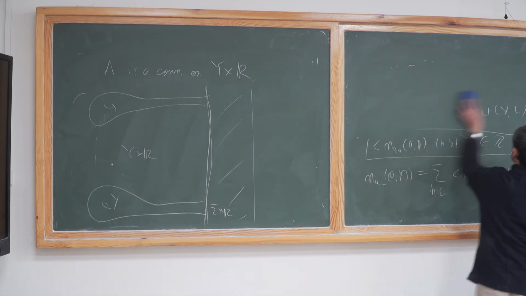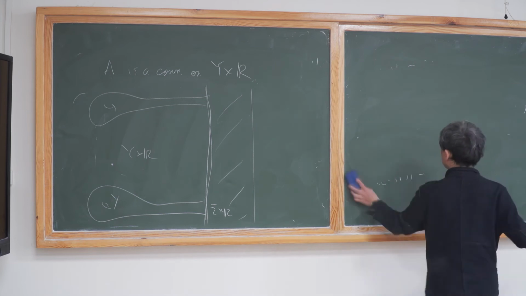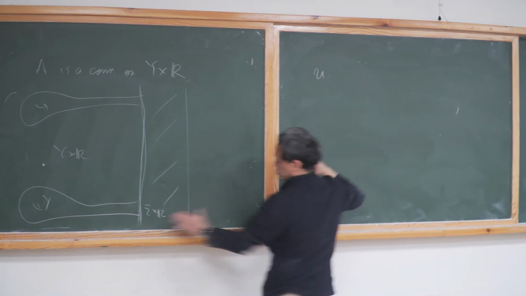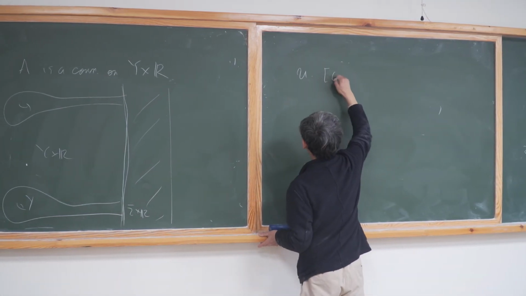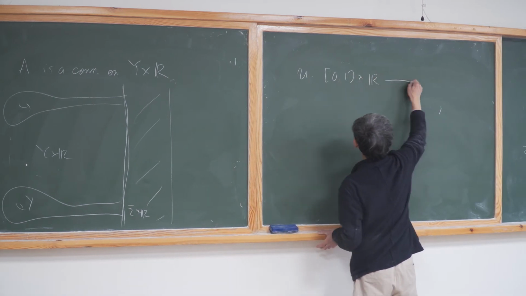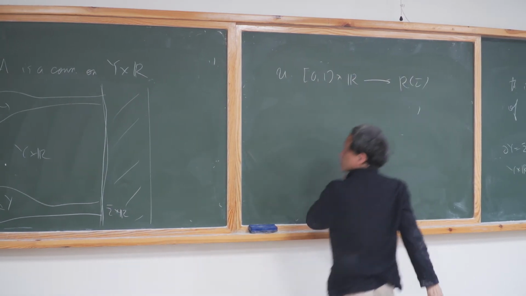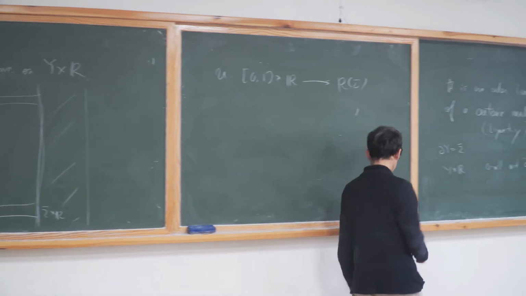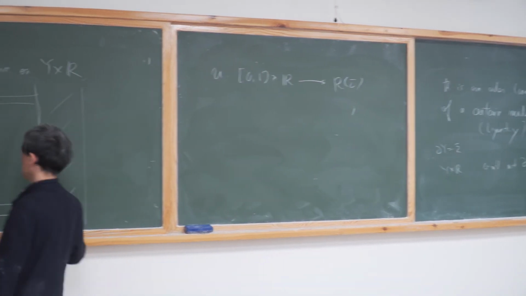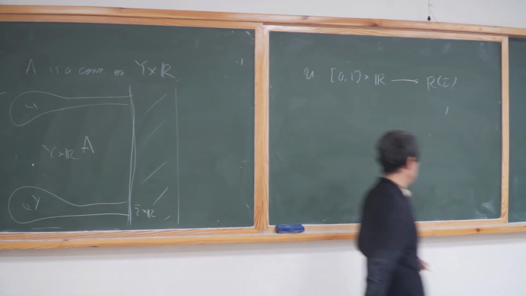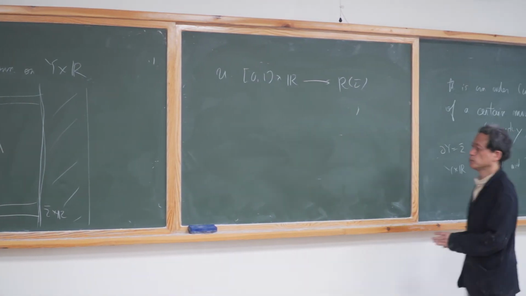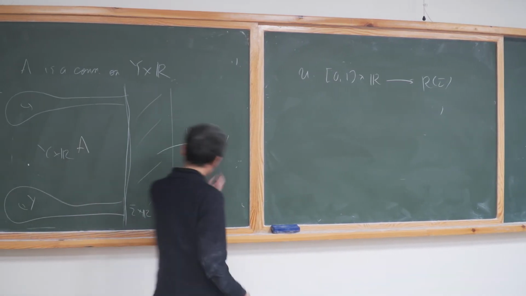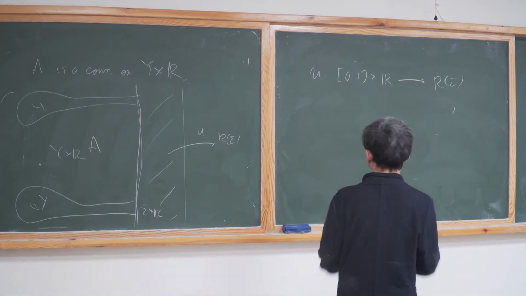Then we have another domain, and we consider U on this domain, which means [0,1] cross R, mapping to R of sigma. So A lives here, and U is a map here to R of sigma. So these are the two objects.